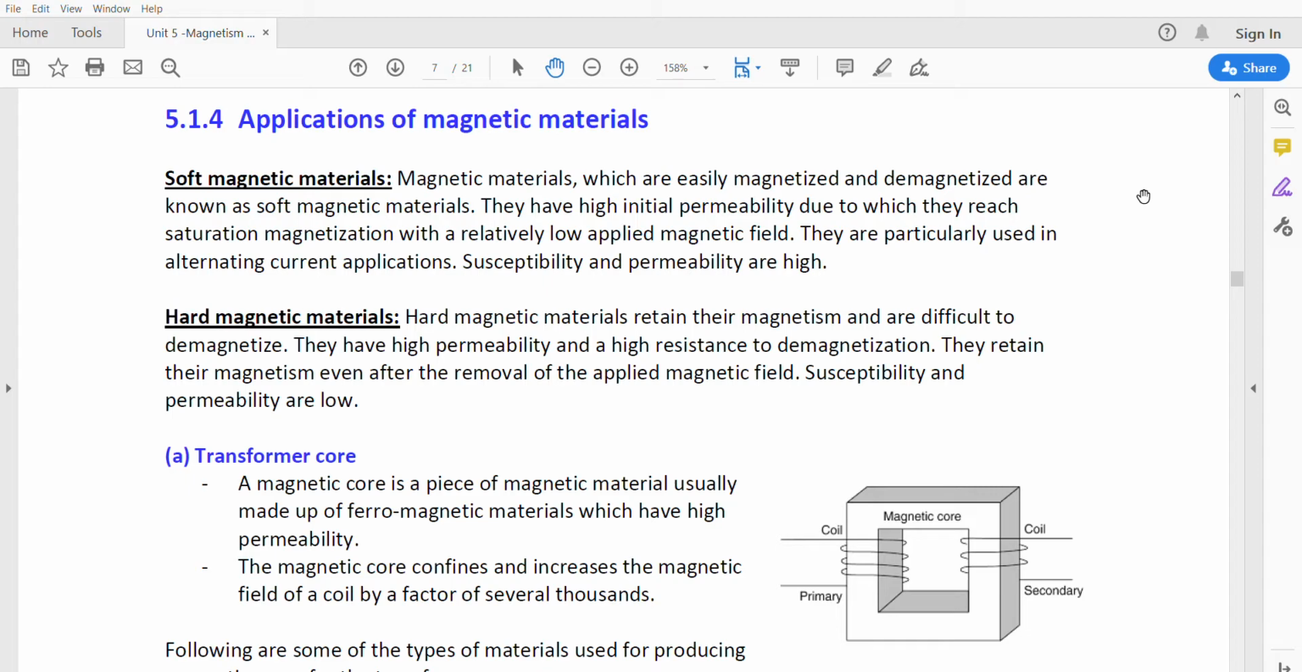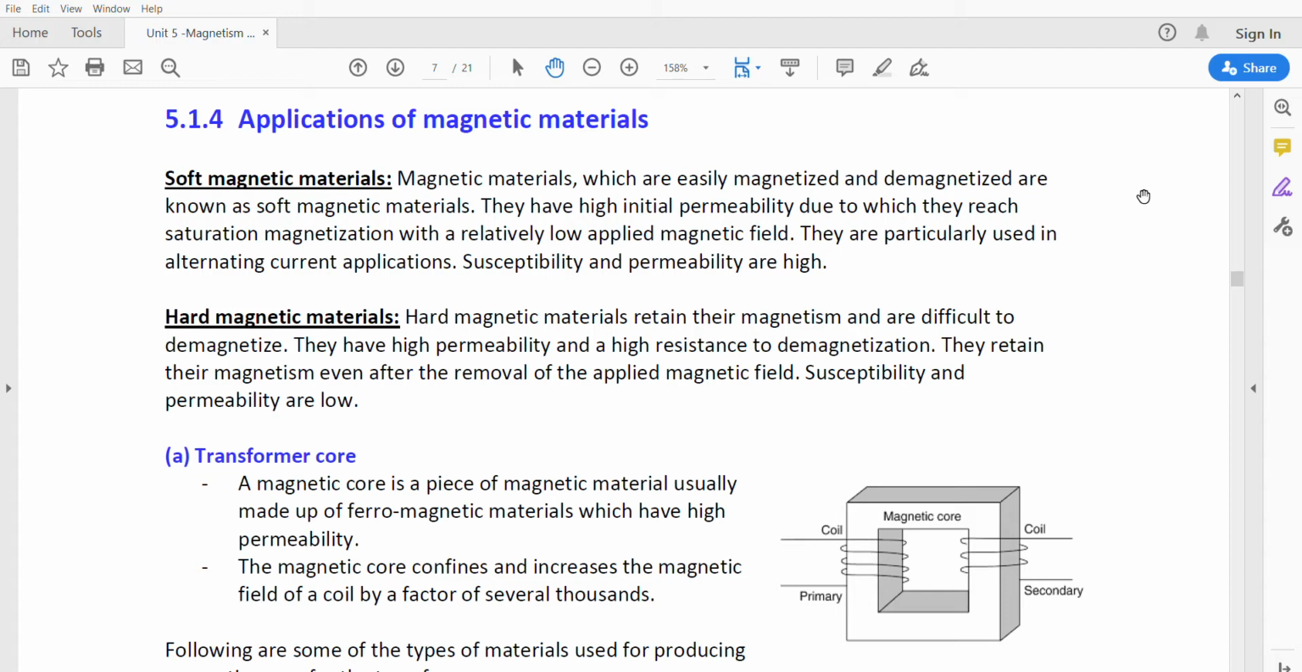Good morning students. In this video I am going to explain about the applications of magnetic materials. The main applications of magnetic materials are that they are used as data storage devices and also as transformer core materials. Okay, first we will understand about the different types of materials.